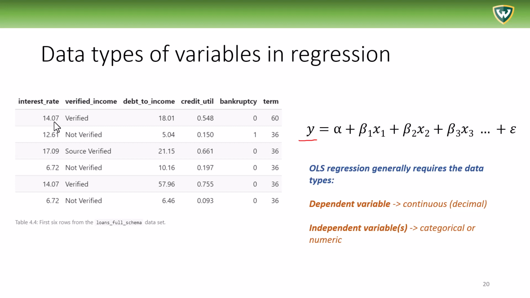Now we can work with integers, so count data 1, 2, 3, 4, 5, if the numbers can go pretty high and they don't have to be limited or truncated. But the best is to have continuous decimal. Either way, this has to be numeric. Okay, the dependent variable has to be numeric. So that's something you need to remember.